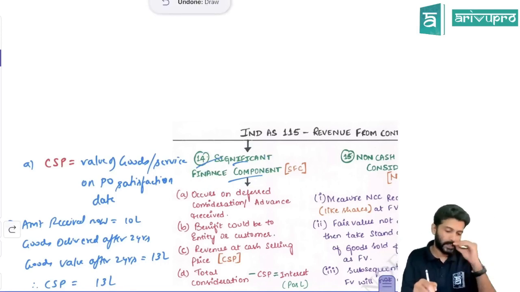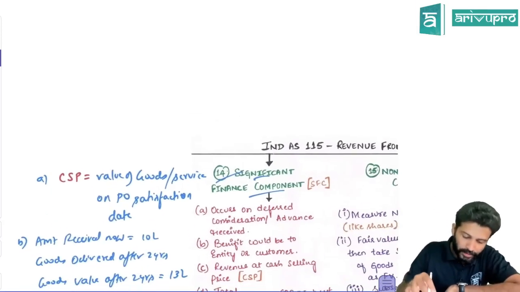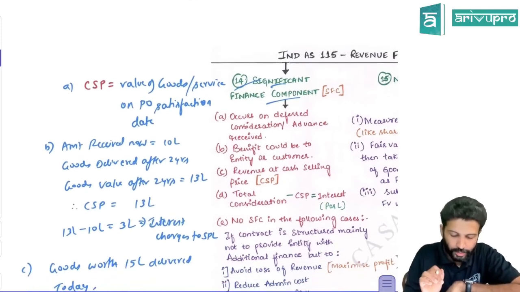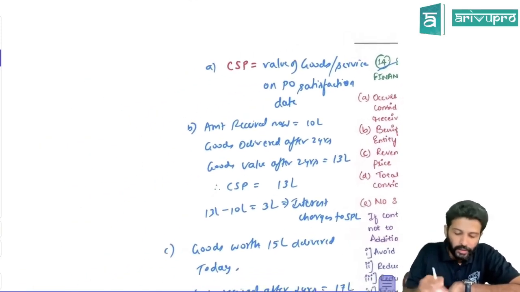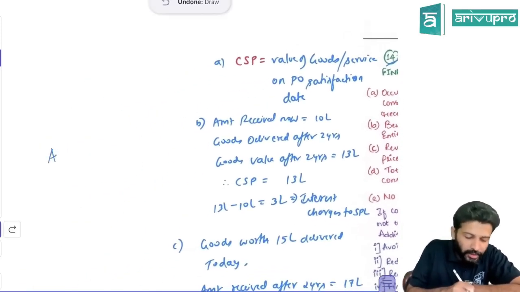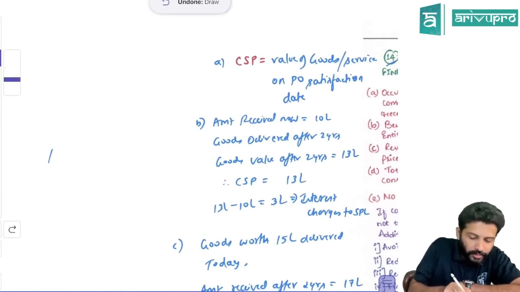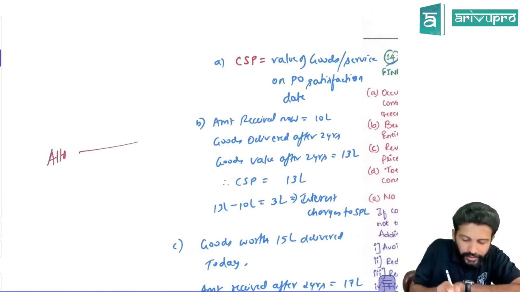What is a significant finance component? It's simple. Let's take a small example, or maybe let's look at it here only. Let's say A Limited sold goods to B Limited.